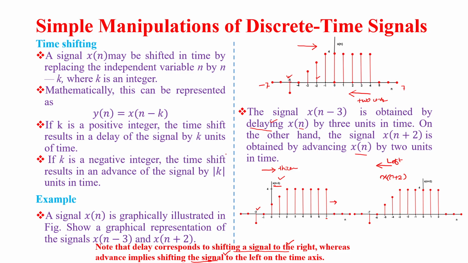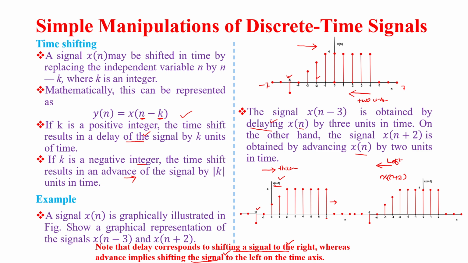So this is the time shifting property, where you can see this is n. In x of n minus k, if k is a positive integer, we delay the signal by k units of time. Delay means shifting the signal towards the right. Similarly, if k is a negative integer, you have to advance the signal. Advancing means shifting the signal towards the left. That's all. So this is our time shifting property.